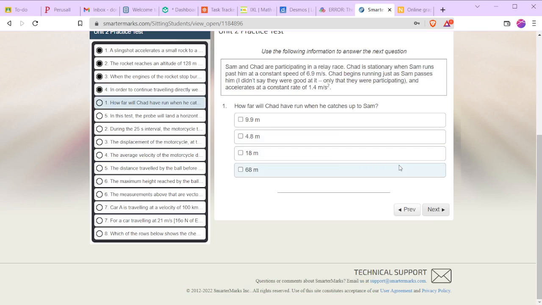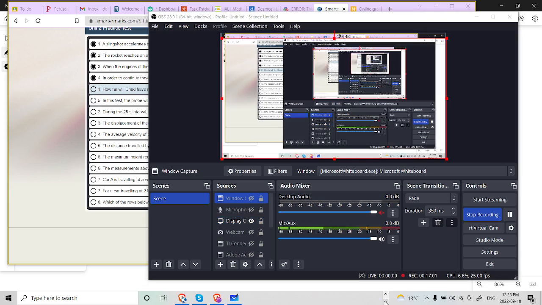Sam and Chad are participating in a relay race. Chad is stationary when Sam runs past him at a constant speed of 6.9 meters per second. Chad begins running just as Sam passes him. Didn't say they were good at it, only that they are participating, and accelerates at a constant rate of 1.4 meters per second squared. How far will Chad have run when he catches up to Sam? So Sam has a constant speed. So Sam is moving at a constant 6.9, and Chad has to catch up, which means they have to travel the same distance in the end.